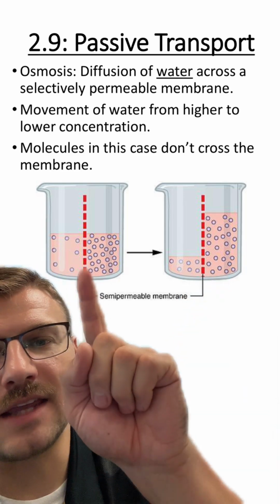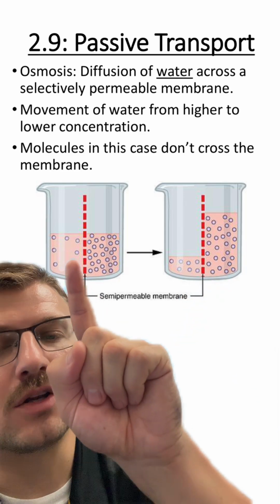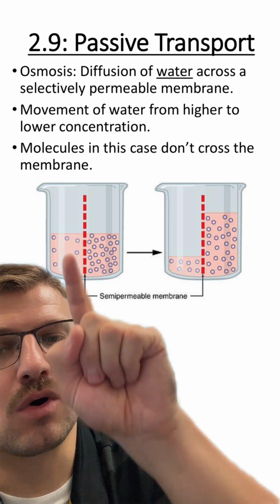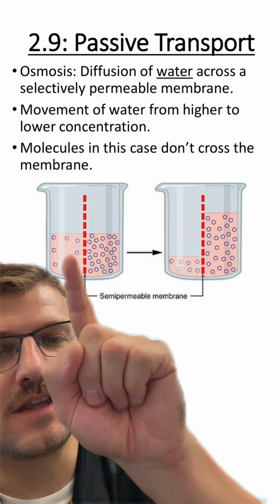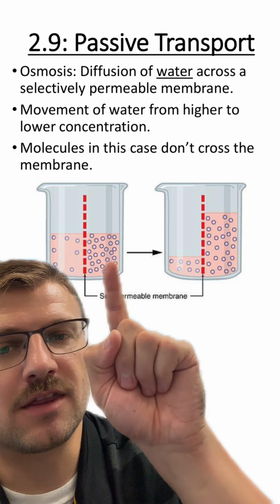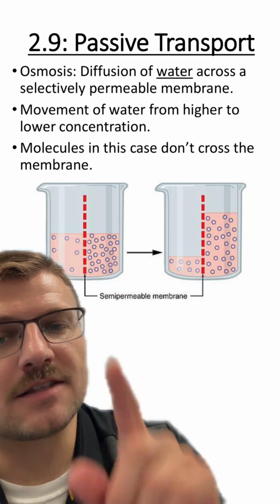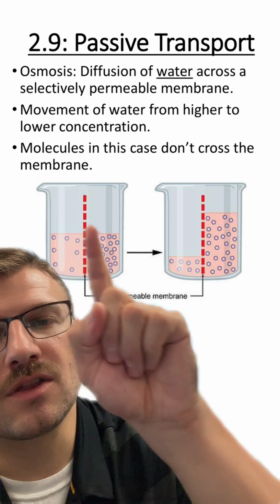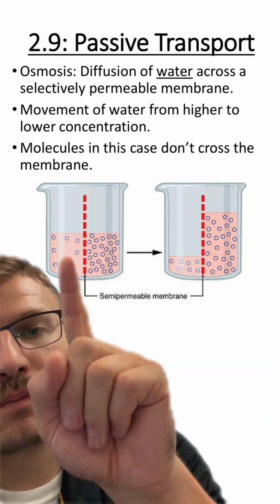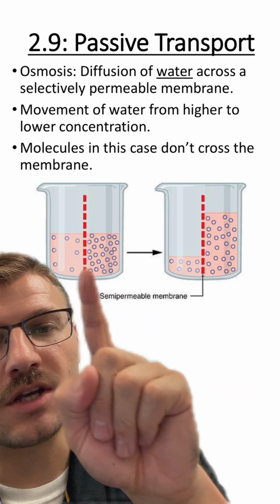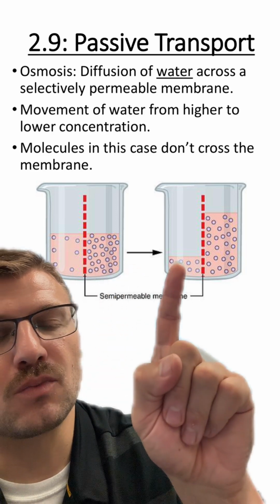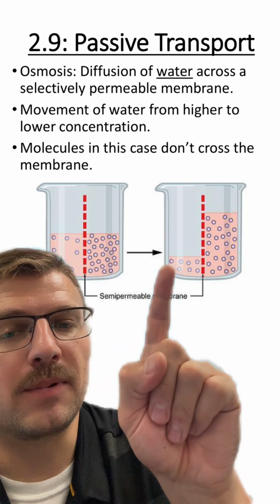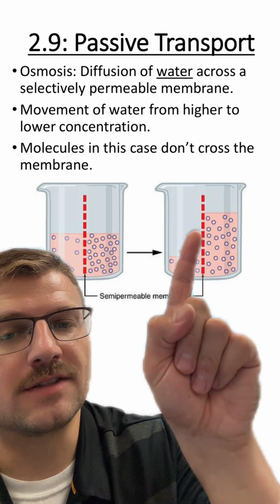Because again, we're looking at the concentration of water, not the molecules. And there is more water per solute on this side to start out with compared with this side. So in this case, the molecules are not going to be able to pass through this membrane, only the water will. So the water will move from this area of high concentration to the area of low concentration. This is why you can see the water level dropping on the left-hand side and rising on the right.